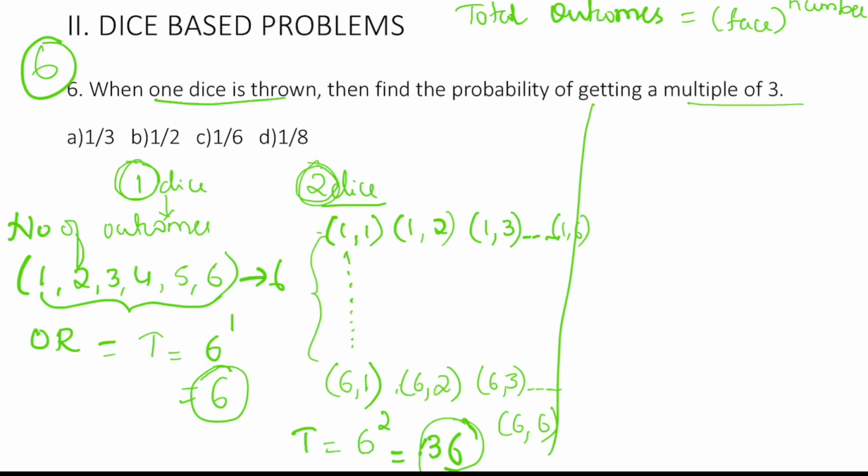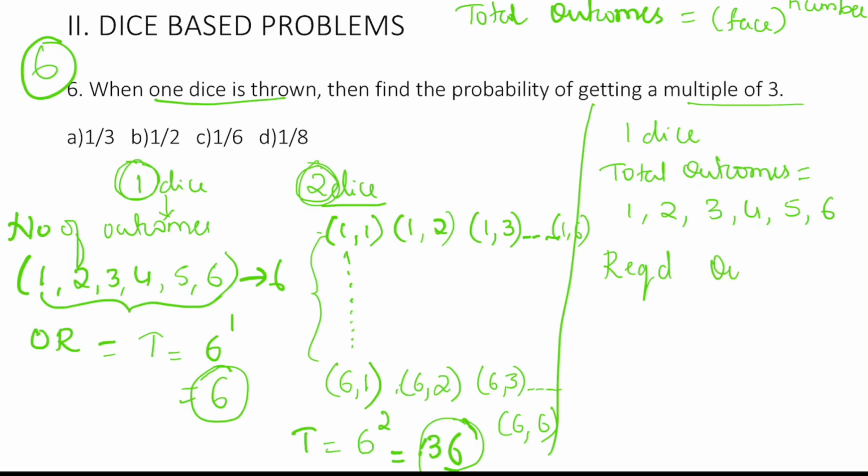Next, when one dice is thrown, find the probability of getting a multiple of 3, they are saying. Now, when one dice is thrown, what are all the probable outcomes? What are the total outcomes we will get? We may get either 1, 2, 3, 4, 5 or 6, isn't it? But what is the required outcome for us? Required is that it should be a multiple of 3. So from these numbers, which ones are multiples of 3? 3 and 6.